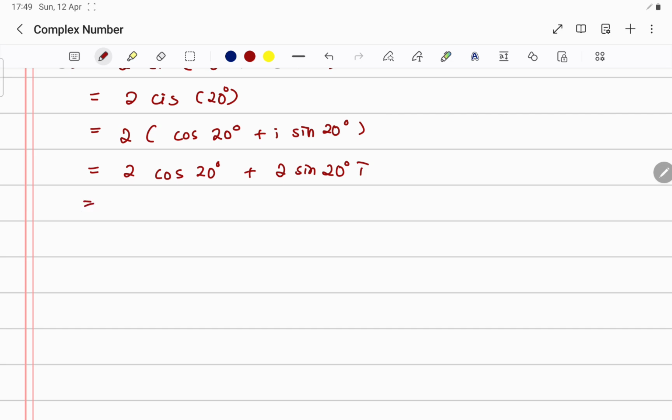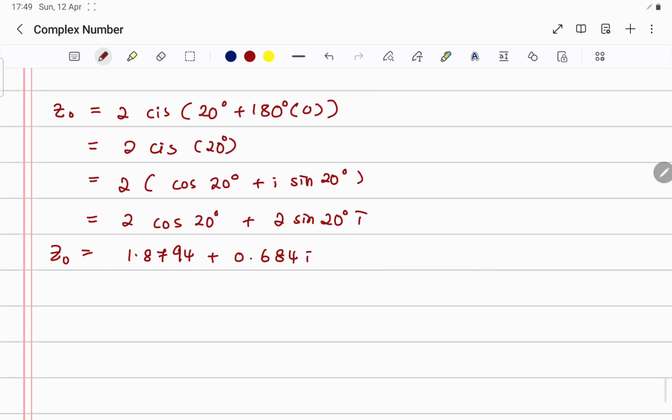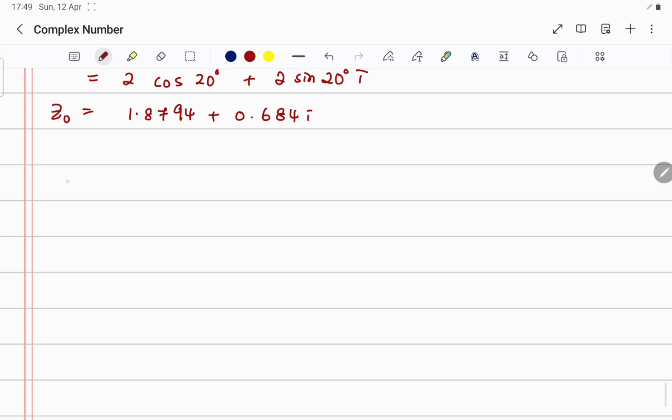And then here you just use your calculator to get the value of 2 cos 20 degree, which is here you're going to get 1.8794 plus, you use calculator also, 2 sin 20 degree, you're going to get 0.684 I. Okay, so that is the final answer. The answer for Z0, the complex number, is 1.8794 plus 0.684 I. Then the next one we will do for Z1.